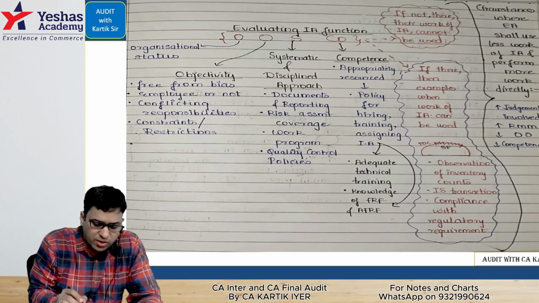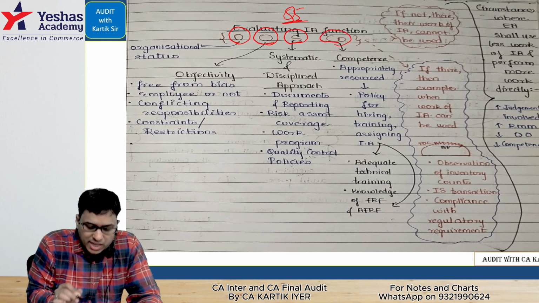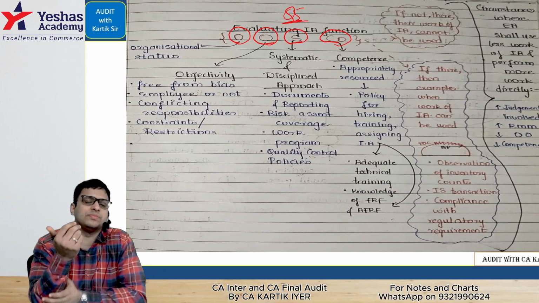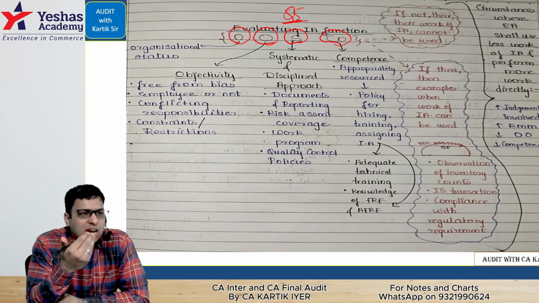Let's go for it. First, question number 5. Overall question, that is evaluating the internal audit function. It is called USCO. We'll check organizational status, objectivity, systematic and disciplined approach, and competence. This is what we are checking. In organizational status, what are we checking? We'll check the internal auditor's capacity, how much he can handle the work.